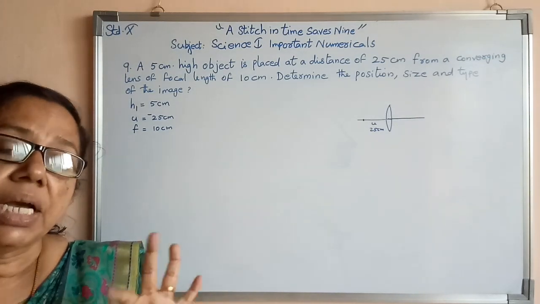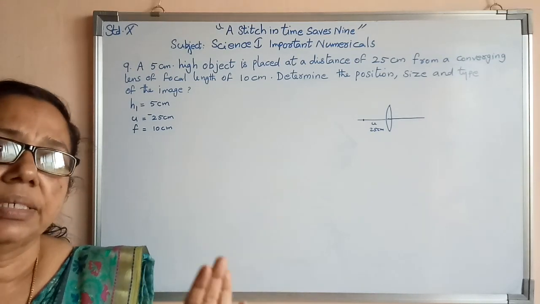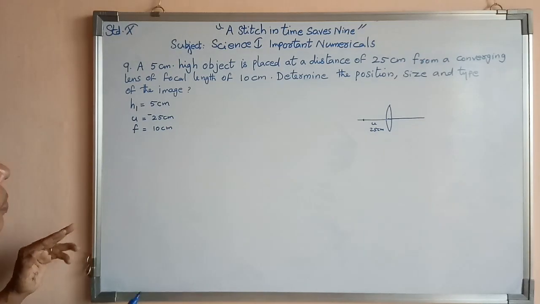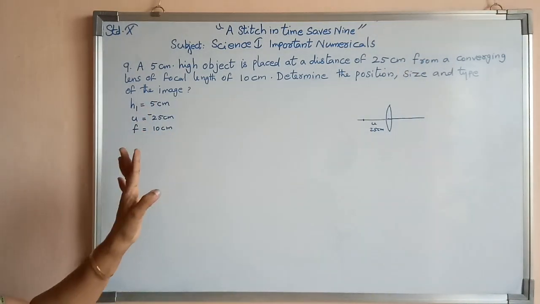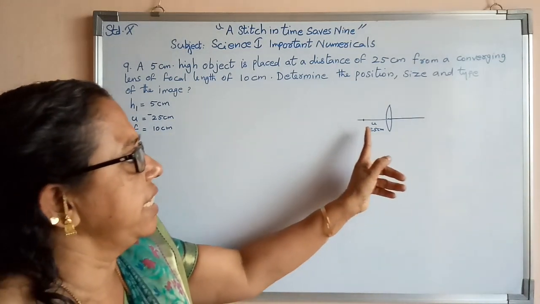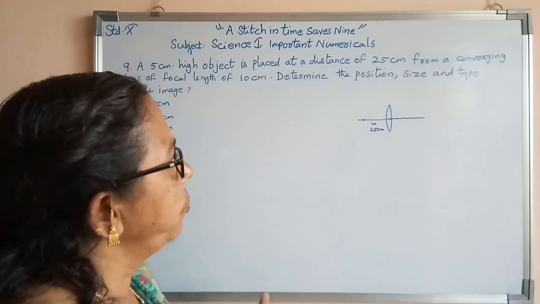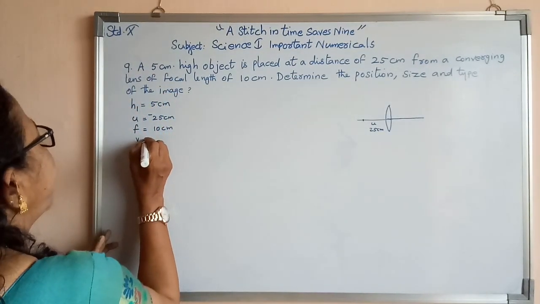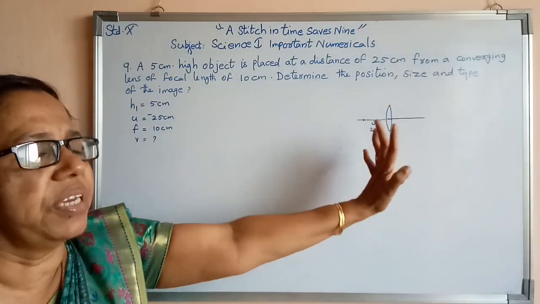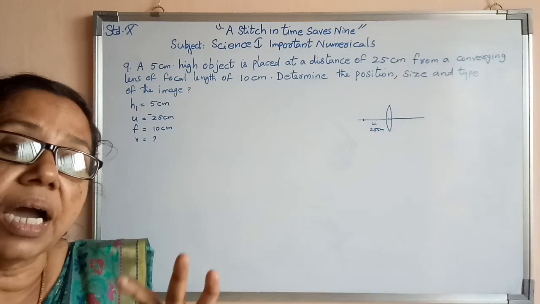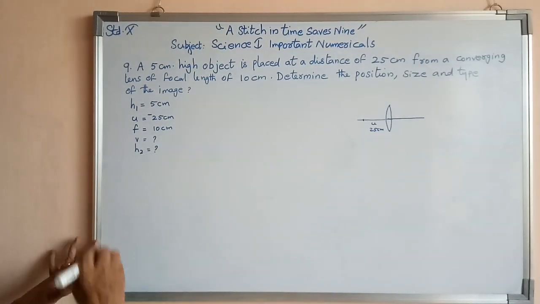In both cases, u, the distance of the object, will be negative. Now determine the position, size and type of the image. You have to find out the distance of the object given. Now the distance of the image, that means v, you have to find out. After that, what will be the size? Size of the image means the height of the image, that is h2, you have to find out.